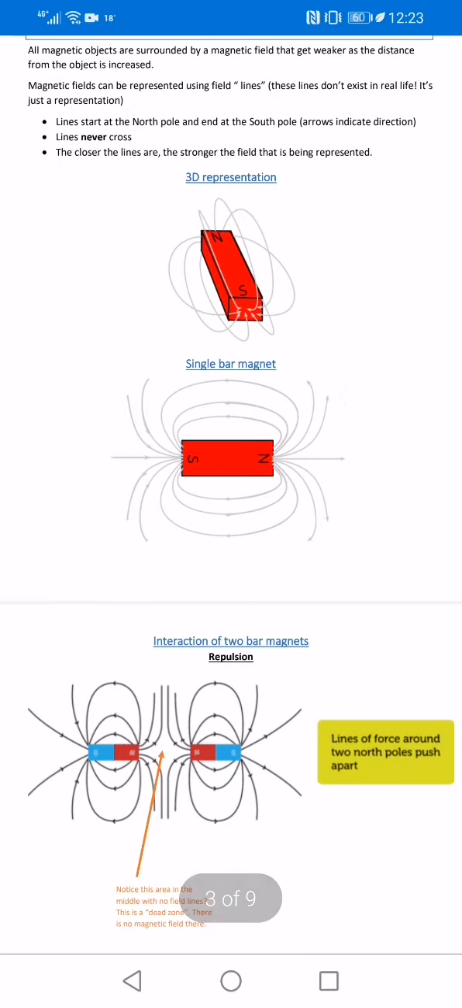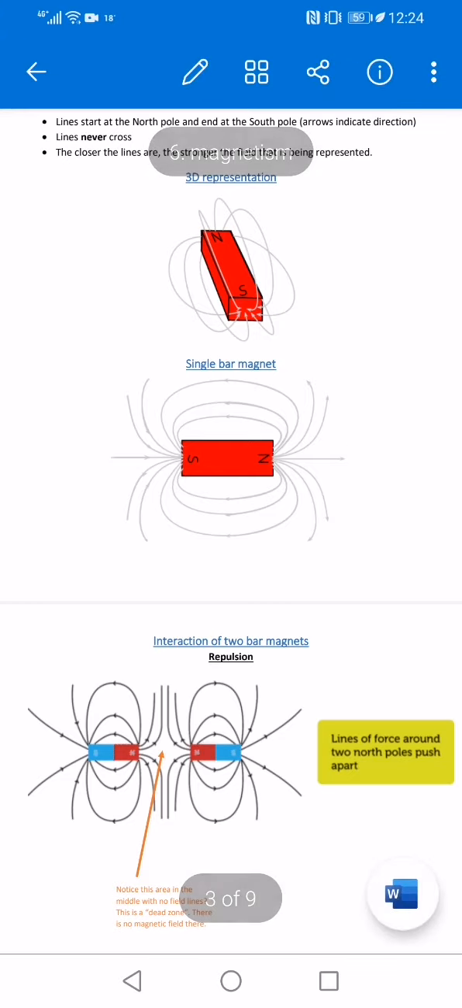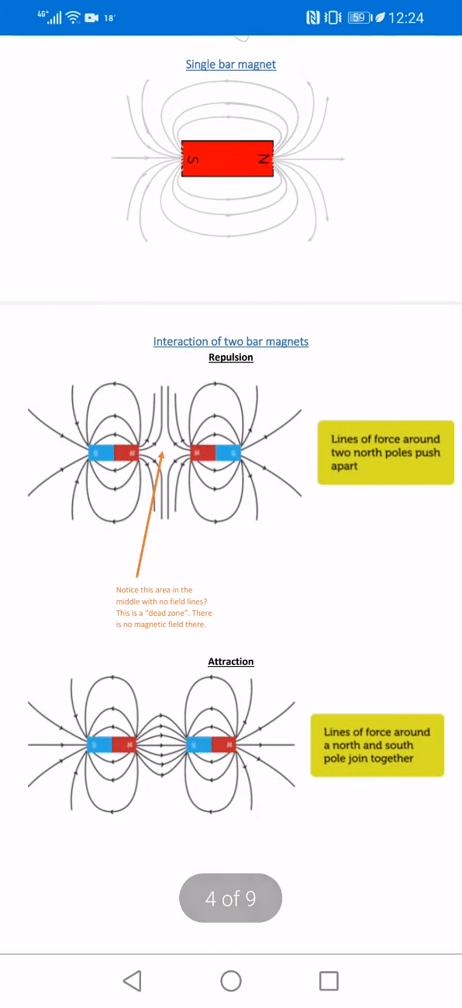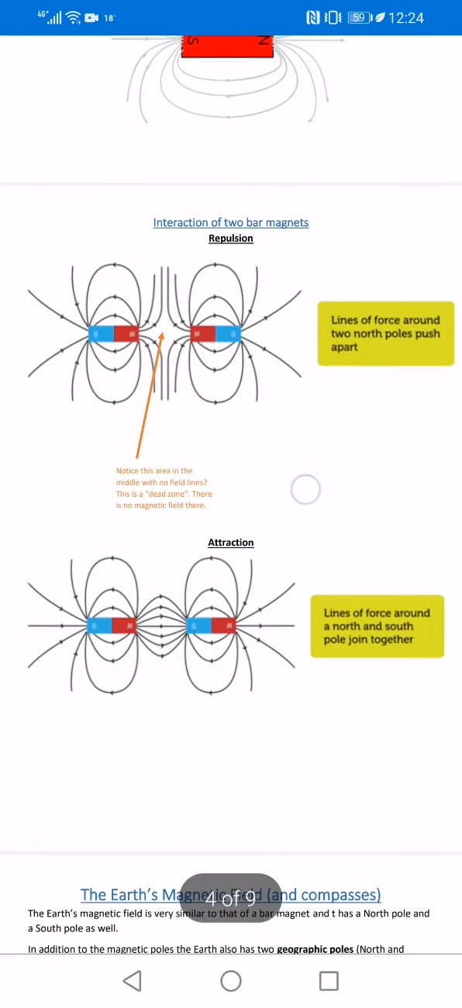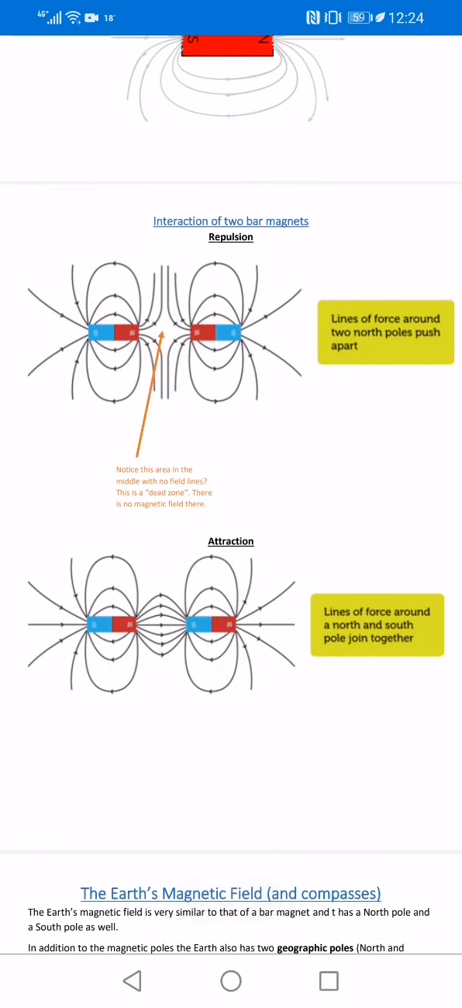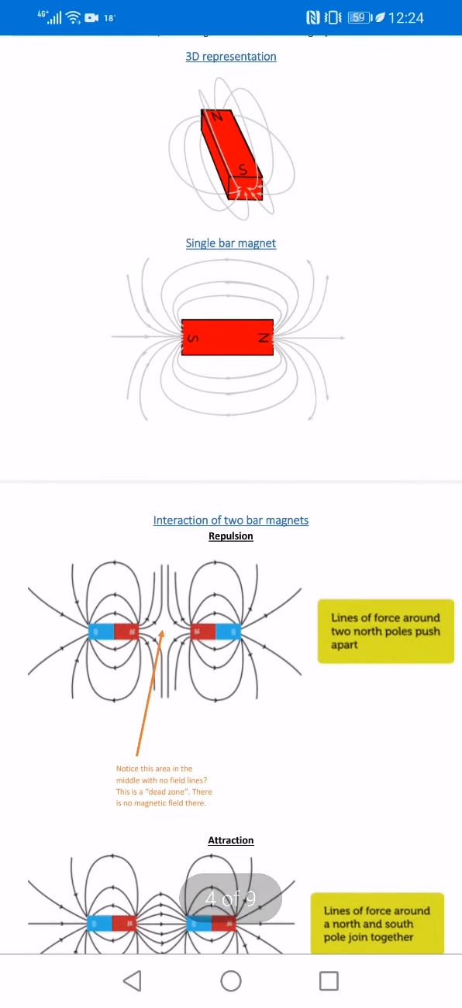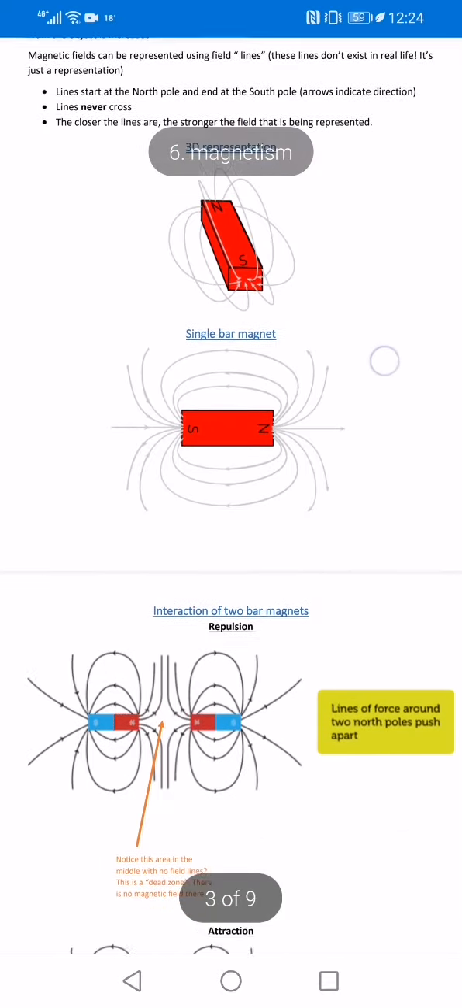Okay, now there's 3 scenarios. Either you can have a single bar magnet, or you can have 2 bar magnets where you've got repulsive force, or 2 bar magnets where you've got attractive force. Okay, so if we first look at our single bar magnet, you can see those 3 rules being followed here.